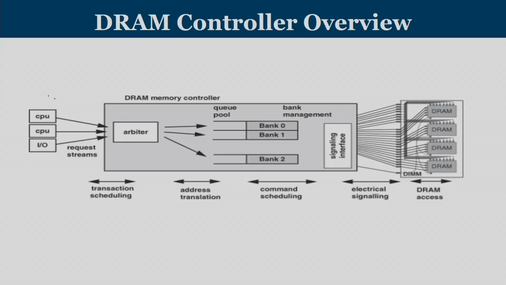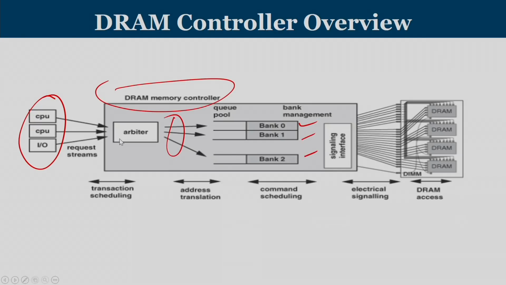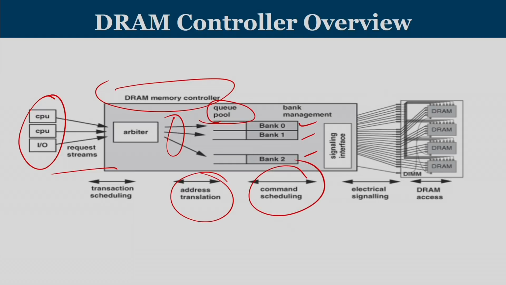You can see that the CPU and IO devices give requests to the DRAM memory controller. You have various banks, so requests to various banks have to be signaled, with appropriate address translation. You have different requests coming in, and you perform the address translation. Once you do, you come to know whether these requests belong to bank 0, bank 1 and so on. For each bank, you put the requests into a queue, and then scheduling picks which of the many requests to bank 0 is to be served, and then the signaling interface works with your DRAM. So this is the logical view of the DRAM controller.